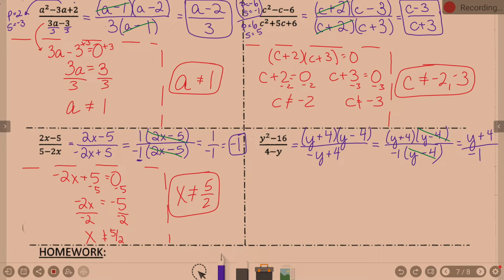If I had to guess, Math Excel would not let you leave it like this. They'd make you go one last step. Because this is just a negative 1, both terms can divide by negative 1. So if I divide both terms by negative 1, y divided by negative 1 becomes negative y, and plus 4 divided by negative 1 becomes minus 4. So my guess is they would make you simplify it that way. Again, I could be wrong.